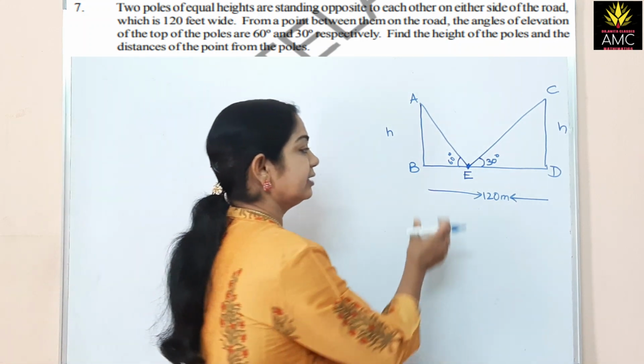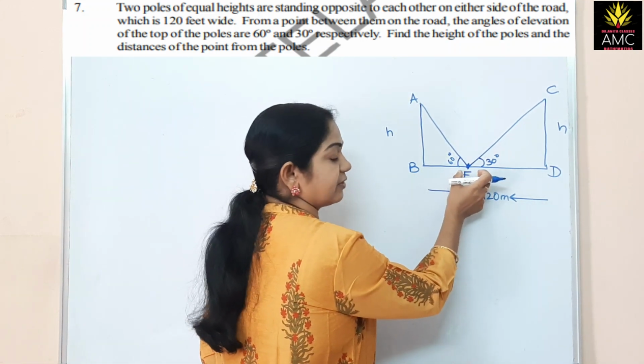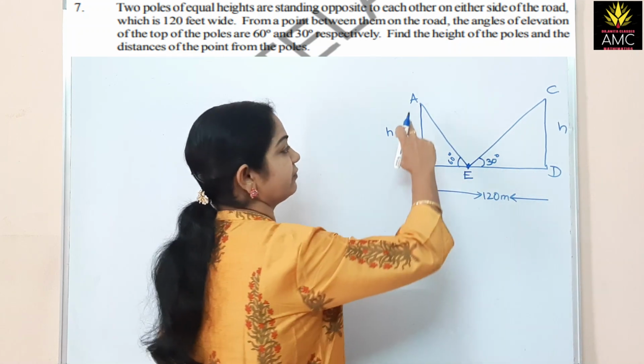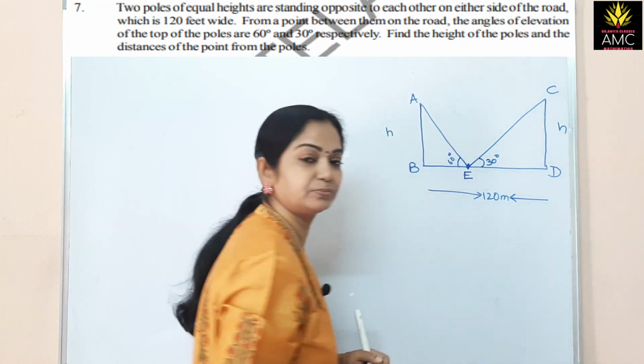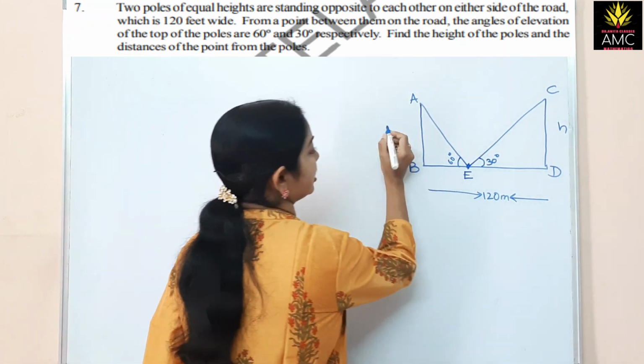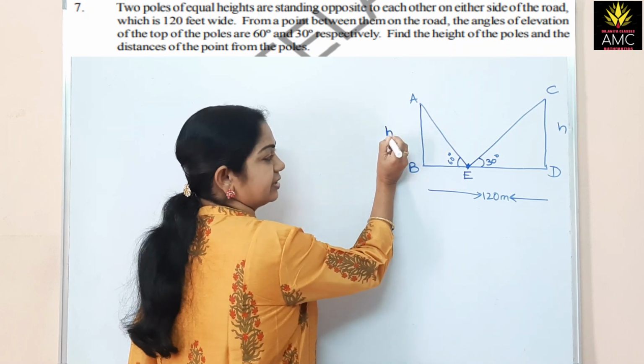And we need to find the distance of the point of observation, the distances BE and ED. We have to find the height of the poles also. Now, in this information, what is not given is the height of the poles, that we have to find.